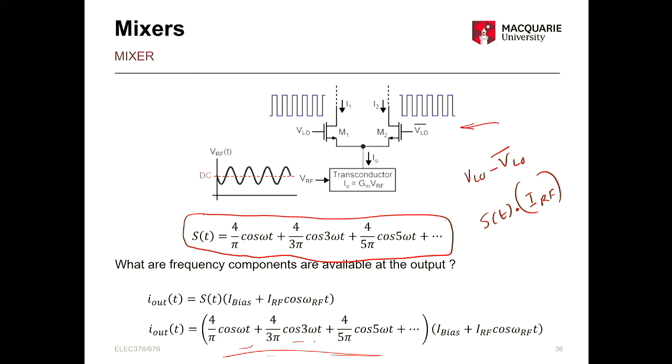So cos omega t, cos 3 omega t, and so on, times I bias plus I RF cos omega RF t. This is the input that goes in here, where I bias is the drain current at the quiescent point. On top of that, you're modulating this drain current at the frequency omega RF. Your output here is the product of the switching function, which you found here, and the RF input.